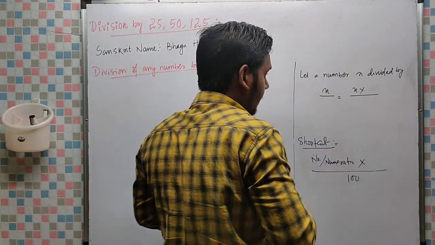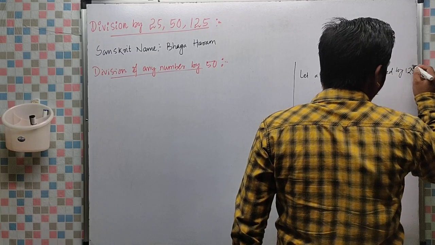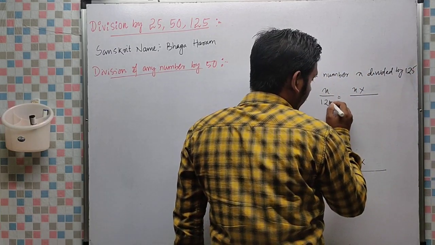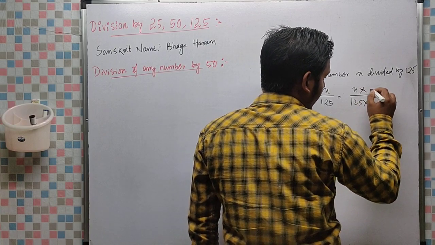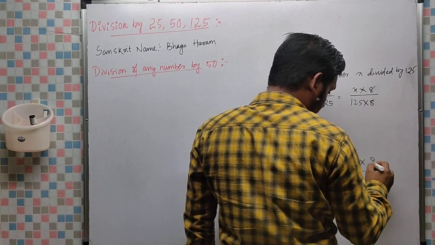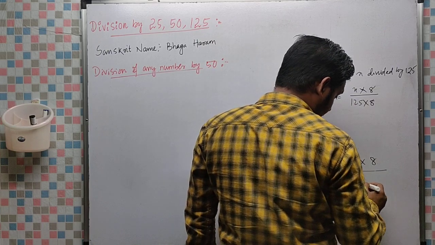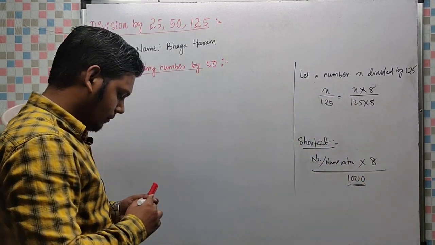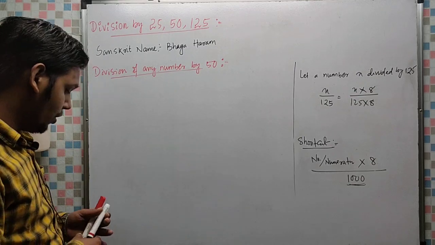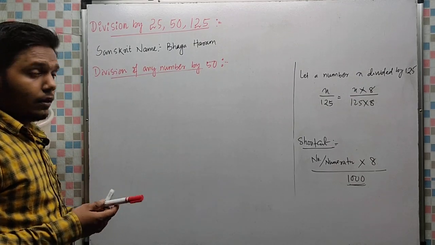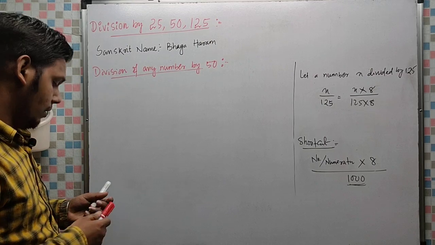Division by 125. So 125 is a factor of 1000. 125 into 8 and numerator into 8. That means here 8, but here you have to divide by 1000. Because 125 is greater than 100 and it is a factor of 1000, so you have to multiply 8 and you have to divide by 1000.